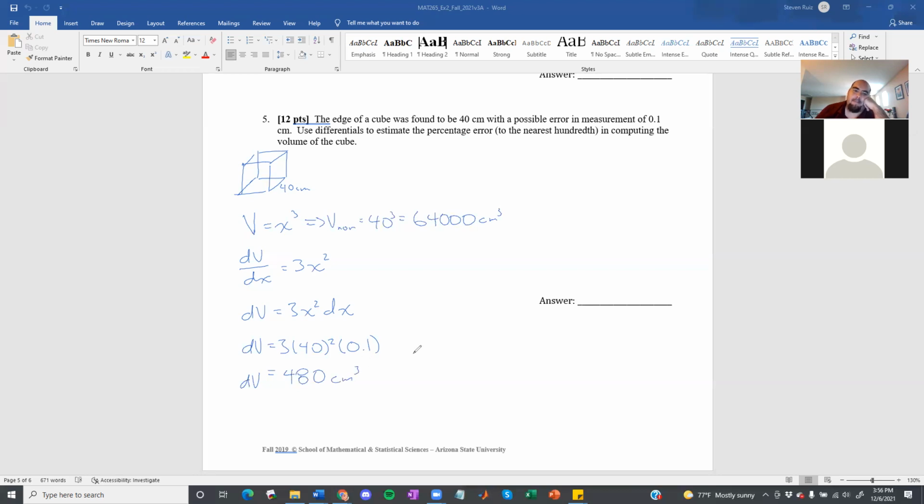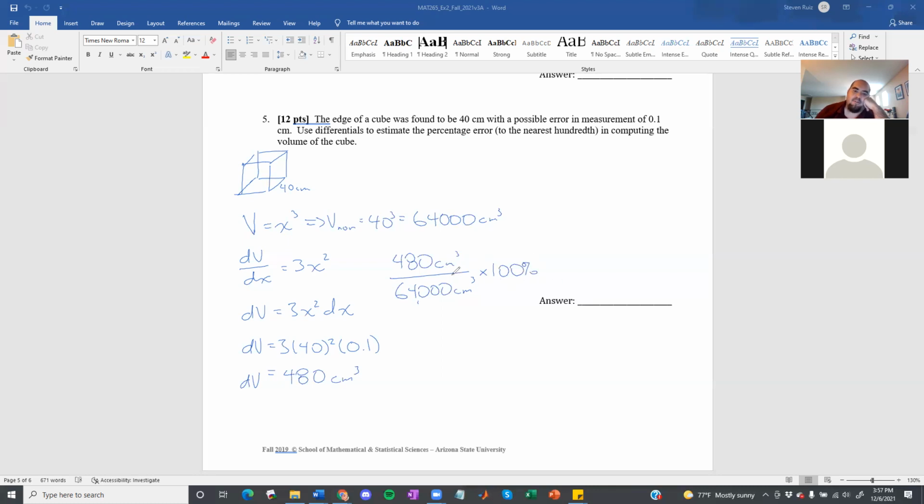Okay. So then, if I'm not mistaken, is it 480 times 100 over 64,000? Yeah, so basically, here's my error. My possible error is 480 cubic centimeters out of a measured 64,000 cubic centimeters. Okay, yeah. So that will give you some ratio, but if you want to make a percentage, you got to multiply by 100%.